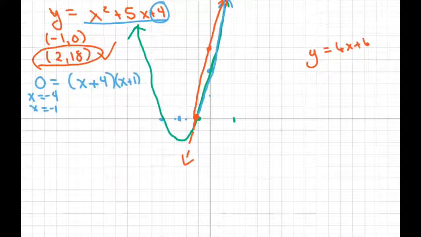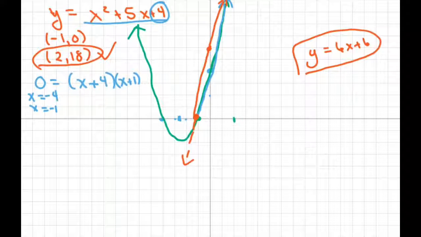I apologize for this big point there, but you get the general idea, and we have our equation of our secant line. And that's it.